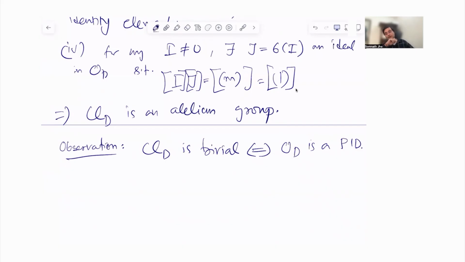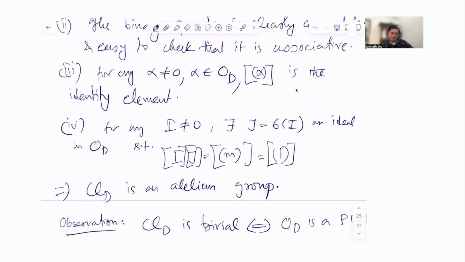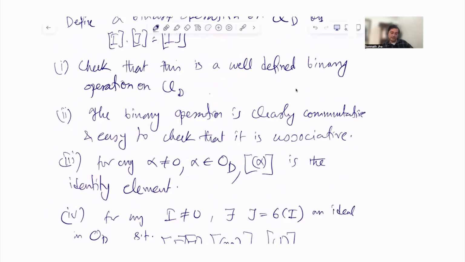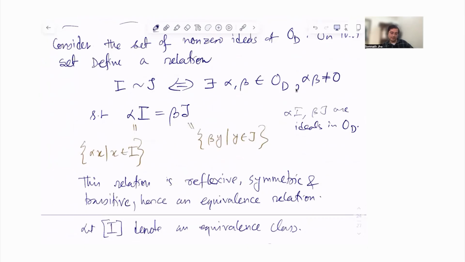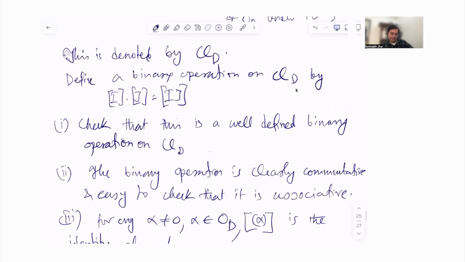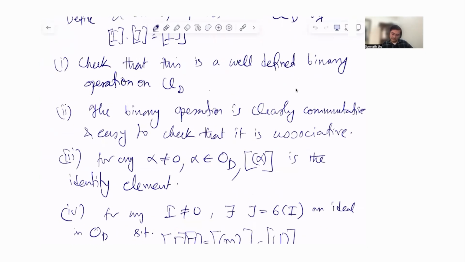So if O_D is a PID, that means every ideal is principal. That means this group is trivial, because the way this equivalence relation is defined, any principal ideal alpha is the identity. For any principal ideal, I can just take J to be equal to 1, the whole of O_D. Then if I take any principal ideal alpha, then 1 dot alpha is equivalent to O_D, right?